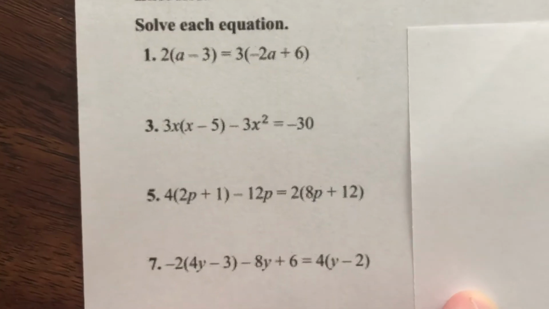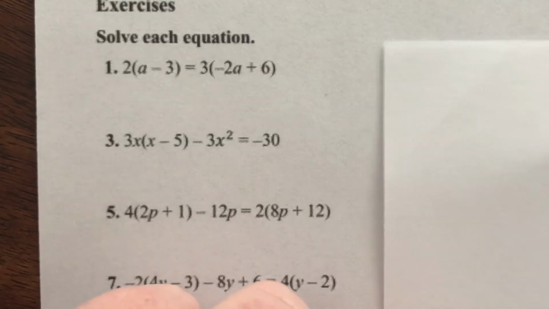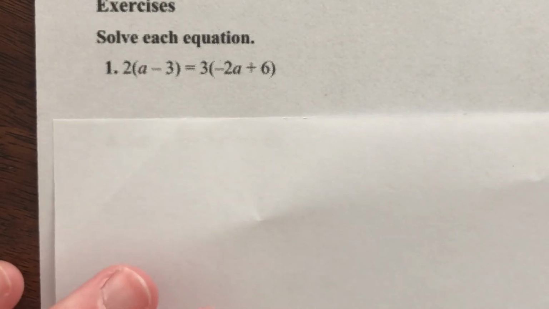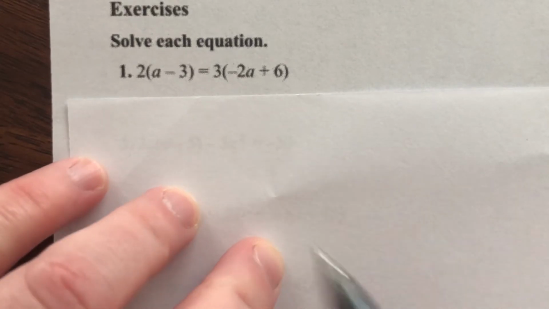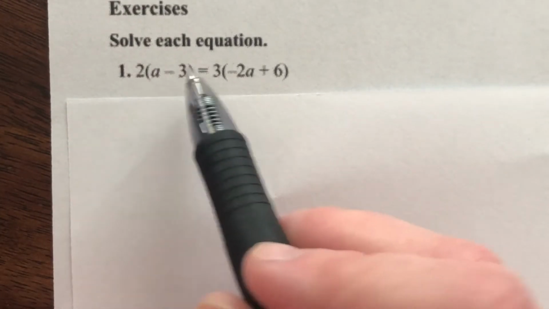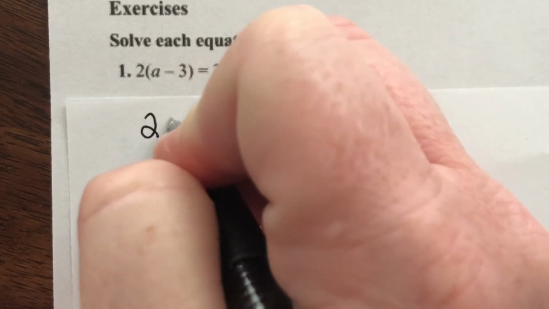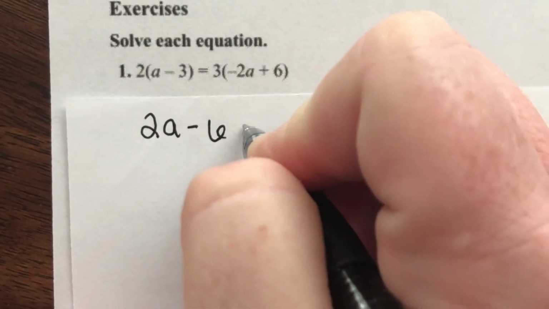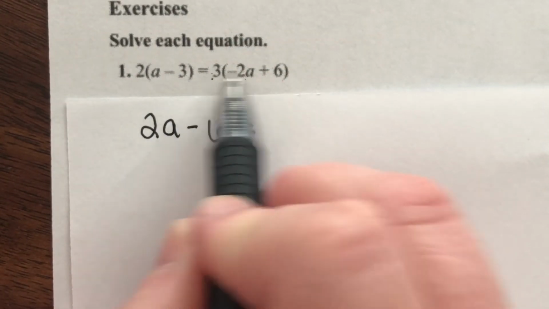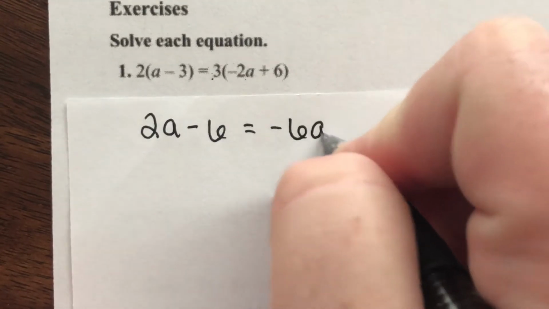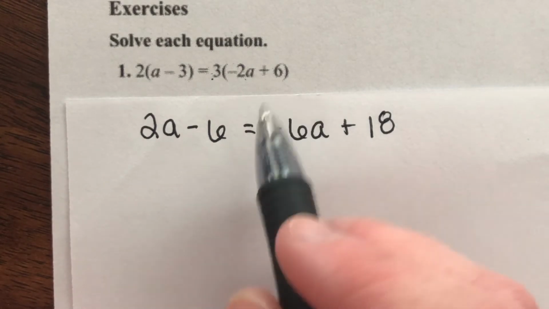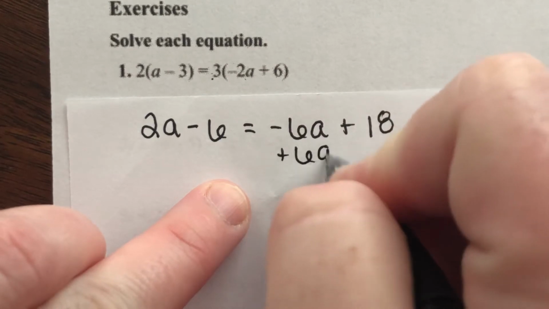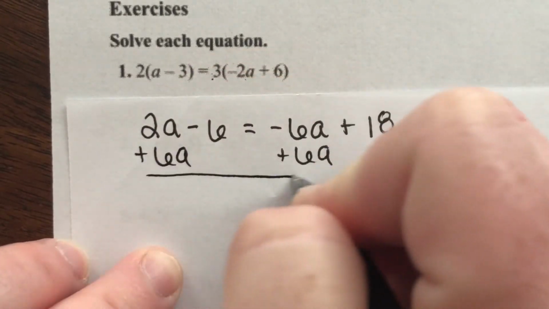Oops. All right, very first problem here is, put this underneath here. 2 times a minus 3 equals 3 times negative 2a plus 6. First thing I have to do is distribute this 2. So I get 2a minus 6 equals, and then I have to distribute this 3, negative 6a plus 18. Okay, then when I solve, I got to get rid of one of the a's. So the smaller a is negative 6a. So I add 6a on both sides of my equal sign.